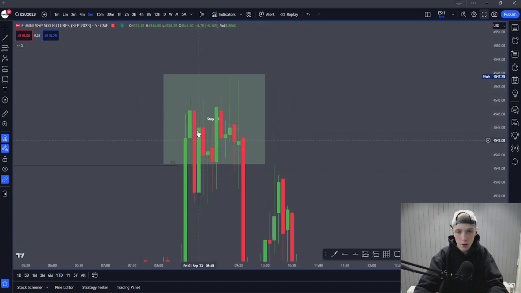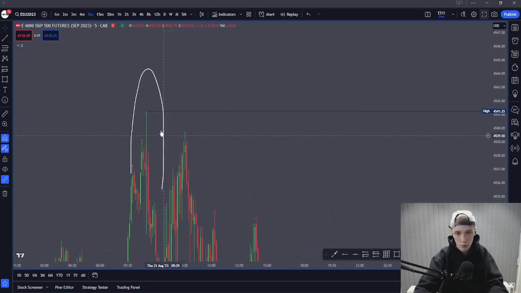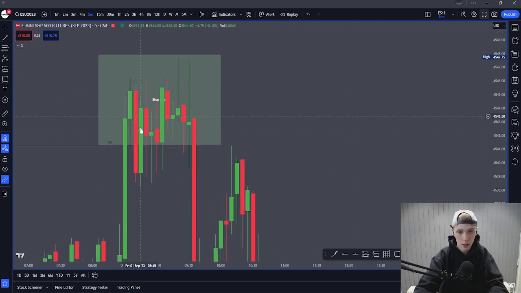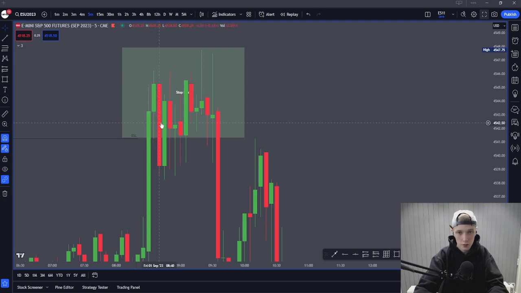This is when the market just completely obliterates every single seller, right? Somebody sold somewhere over here, put their stop up here, and it just kept taking out sellers. Somebody sold right here, it took them out. Somebody sold right here, it took them out.